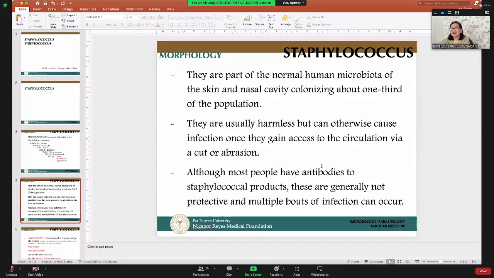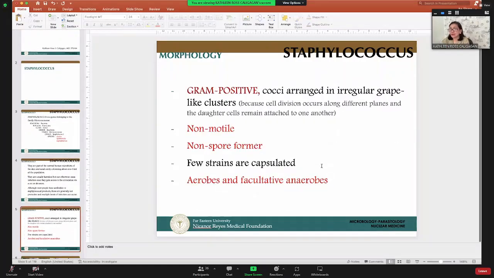So Staphylococcus are part of the normal human microbiota of the skin and the nasal cavity and even the gastrointestinal tract and even the genitourinary tract, colonizing about 1/3 of the population. They are usually harmless but can otherwise cause infections once they gain access to the circulation via an open wound, a cut, or an abrasion. Although most people have antibodies to staphylococcal products, these are generally not protective, and multiple bouts of infection can occur.